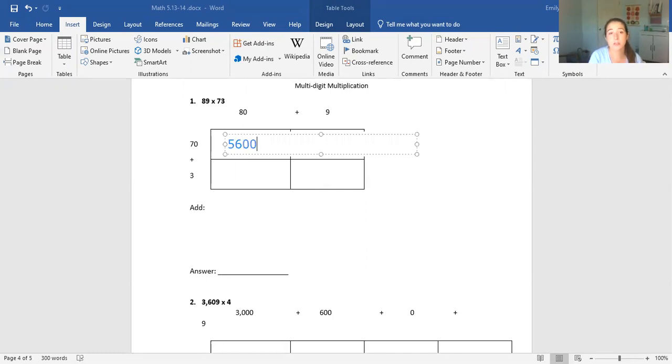And then there are 2 zeros. There's 1 zero in 80 and 1 zero in 70. So 1, 2, 3, comma, and we've got 5,600. Next, let's do this box. Again, it doesn't matter which box you do first as long as you do them all. So it doesn't matter the order. 9 is on the top and 70 is on the left. So you go all the way to the outside and see what number's there. 70, all the way above, 9. 9 times 7.